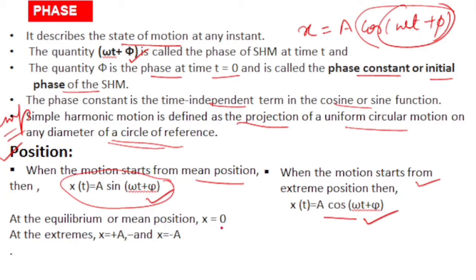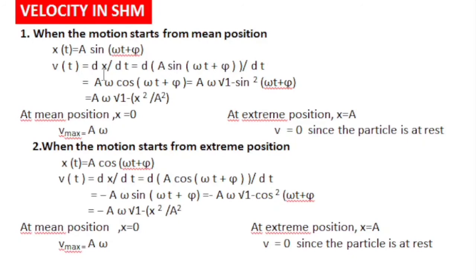At the equilibrium mean position, x is always 0, and at the extreme position, x may be +a or -a. This +a and -a are the amplitude in both directions. Hope it's clear to all of you. After this, displacement, velocity in simple harmonic motion.